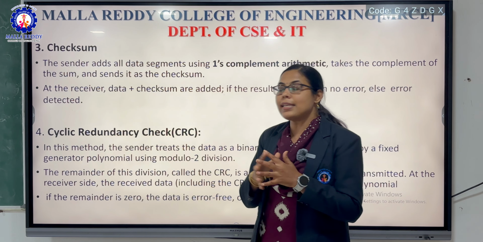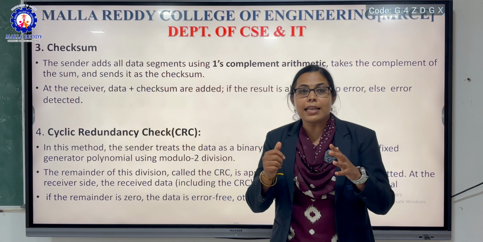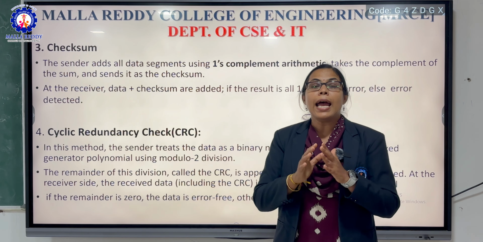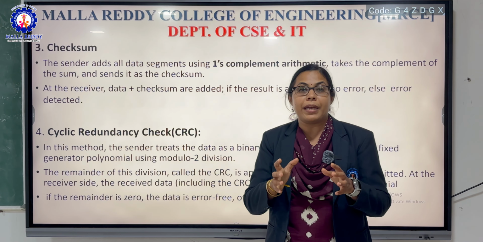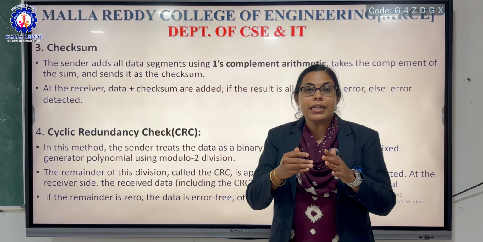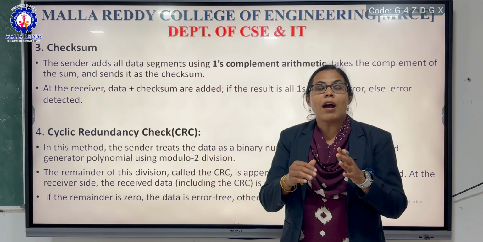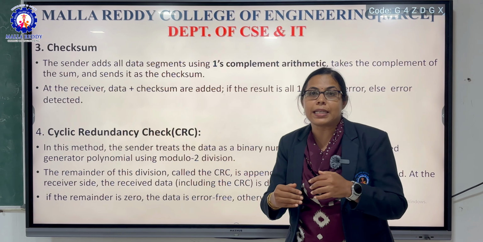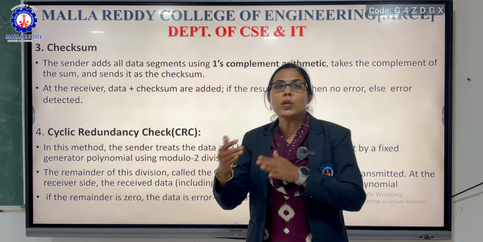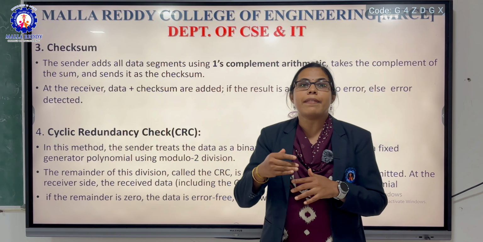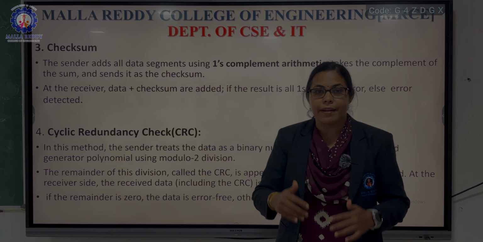And the last technique is CRC, or the cyclic redundancy check. Here the data again is considered in binary format, and this data is divided by a fixed polynomial. The division is done using the modulo-2 operation. After the division, whatever remainder comes is appended to the data to create the CRC. On the other side, this value is again divided by the same polynomial. If the remainder is all zeros, there is no error, else there is an error.